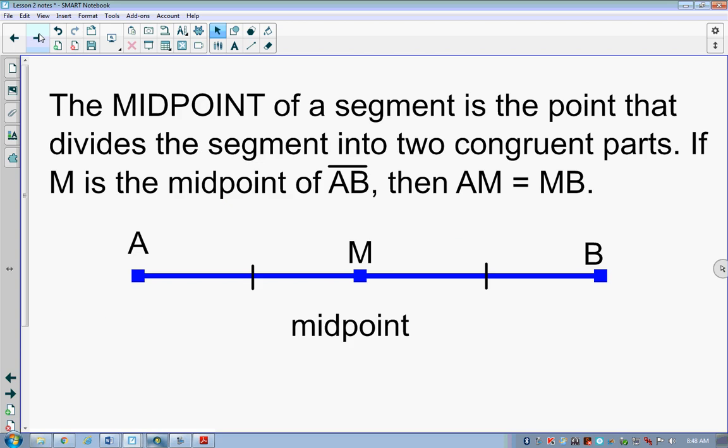Midpoint. Midpoint basically tells me that I have a point that perfectly divides the distance between 2 points. So the midpoint of a segment is the point that divides the segment into 2 congruent parts, so it has to be equal on either side. If M is the midpoint of AB, then AM, the distance from A to M, is the same as the distance from M to B.